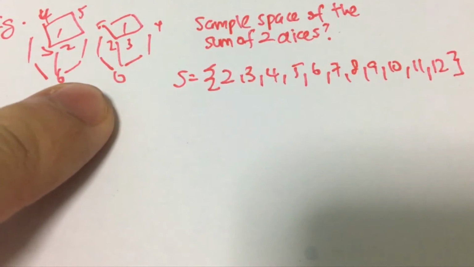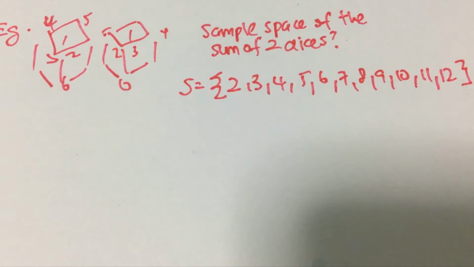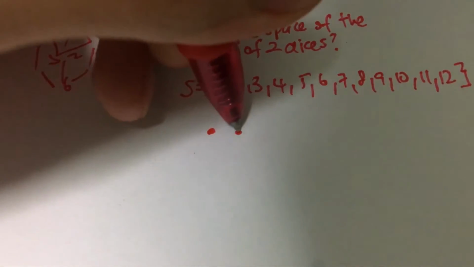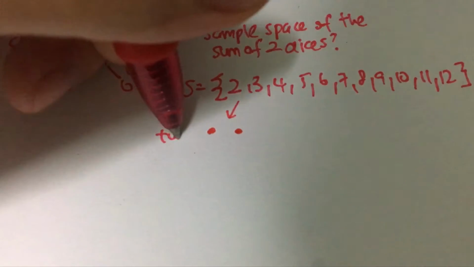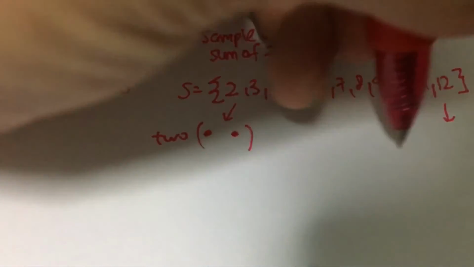From the 2 dice, you roll 2 sixes. So this is when you roll 2 ones, and then this is when you roll 2 sixes.